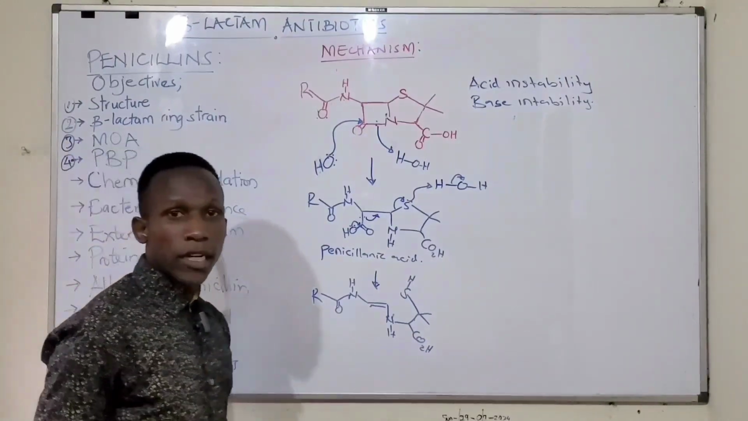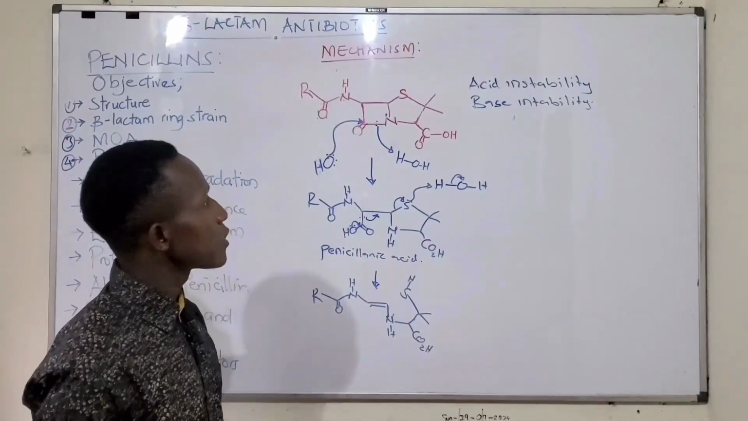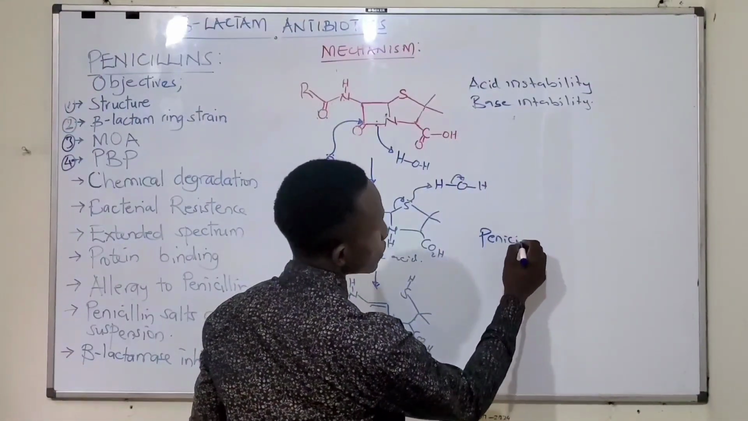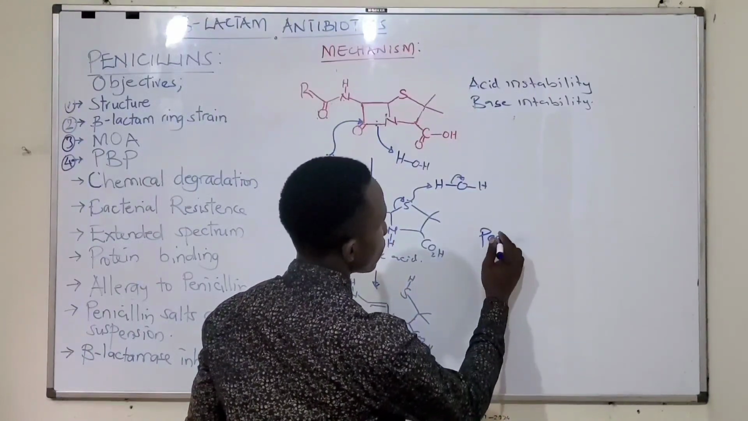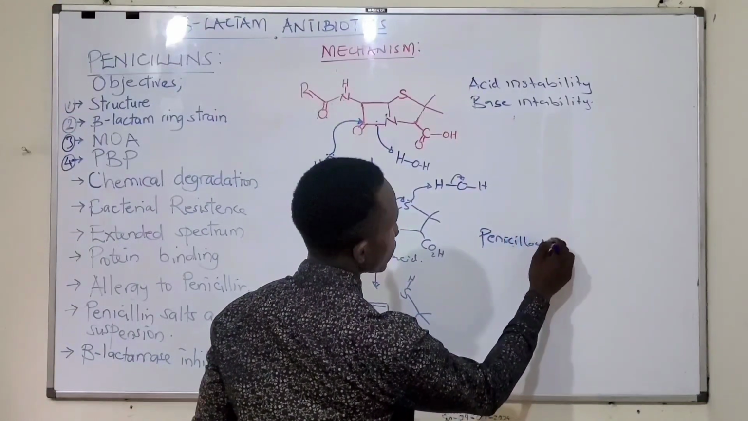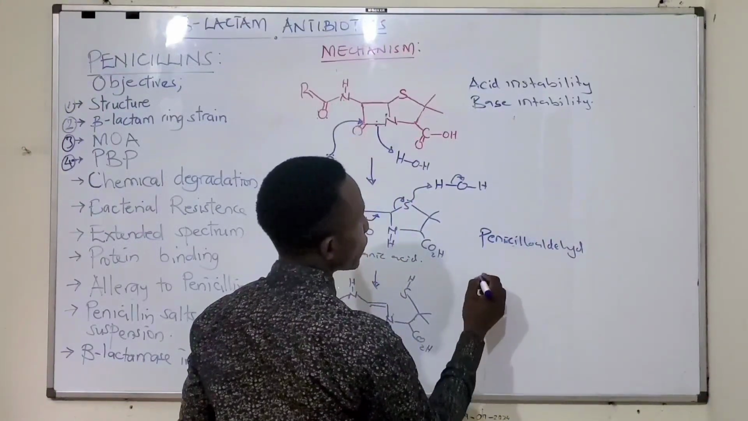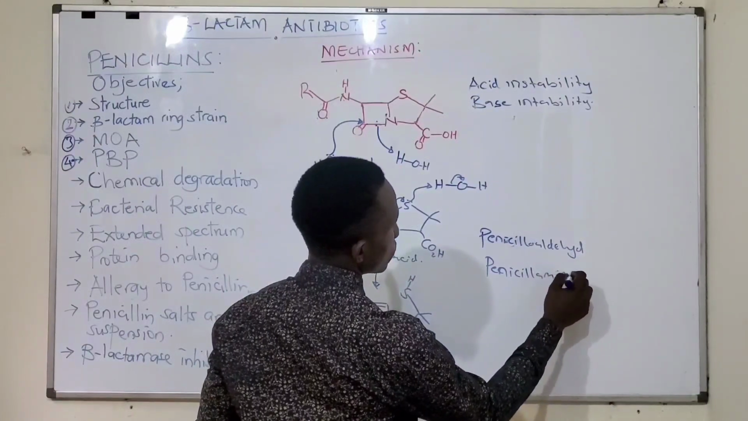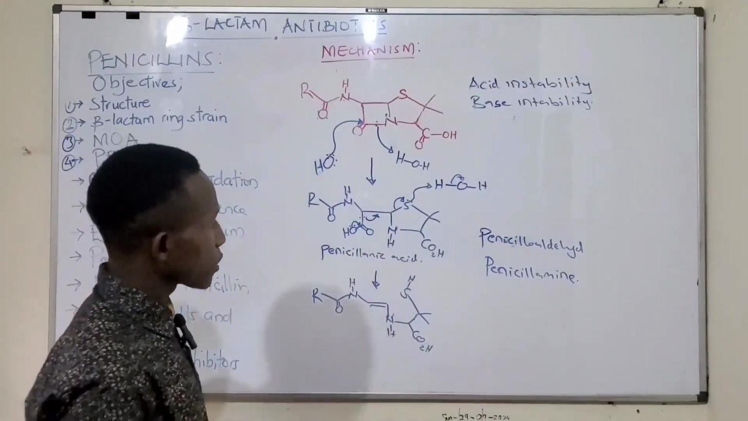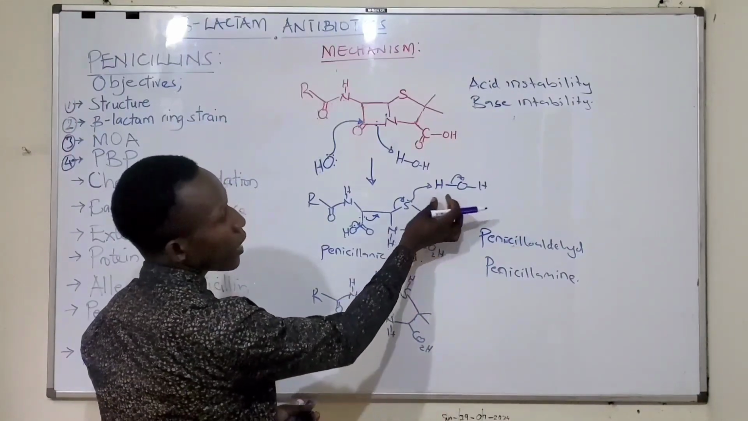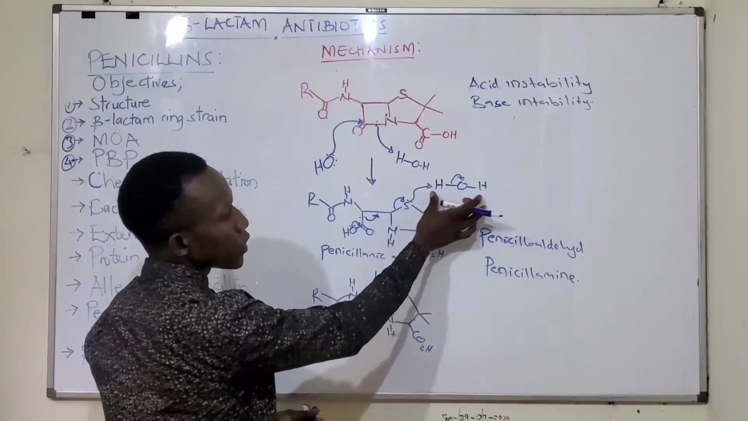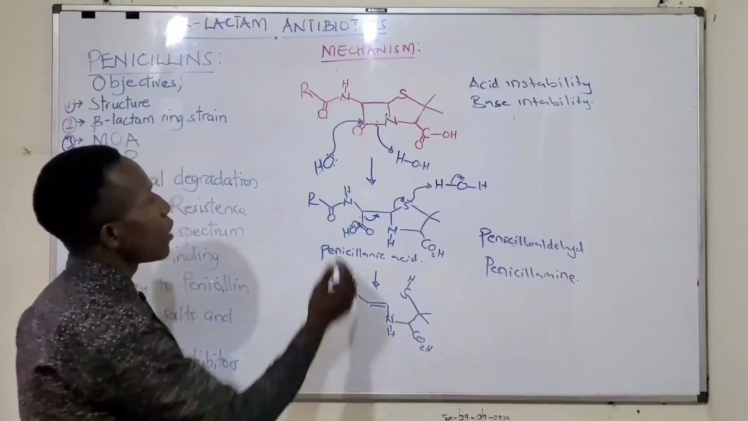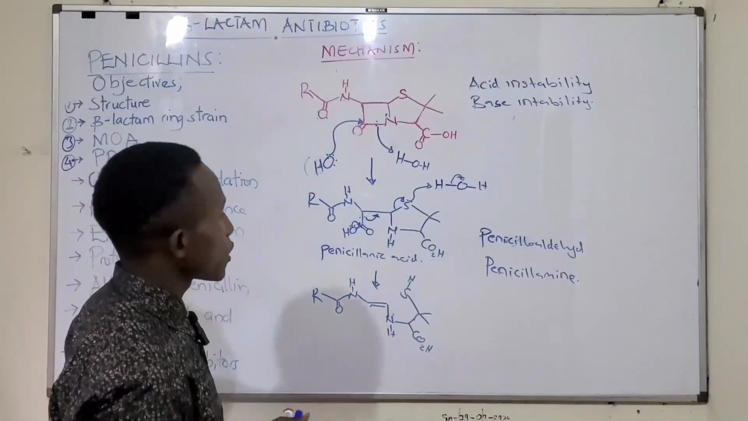So the remaining mechanism remains the same as for the acid instability. At the end, we shall form the penicillinic, the penicilloaldehyde and the penicillamine. So it's the same mechanism. But what changes: where we use the hydrogen, we are using water. Where we use the water attacking, we shall use the OH group. The mechanism remains the same.